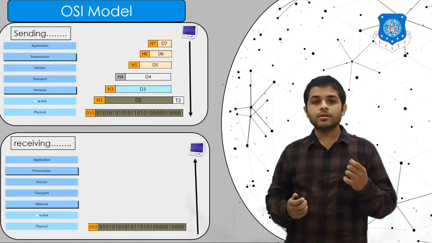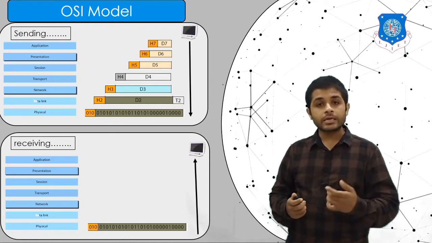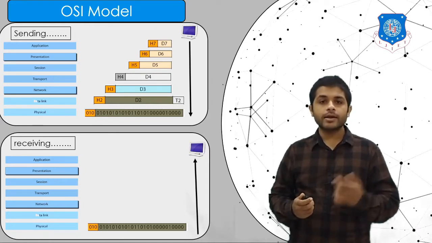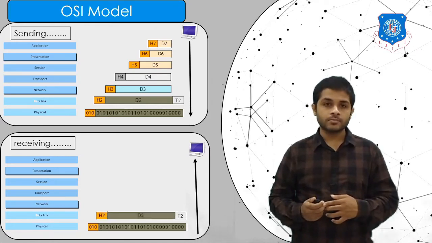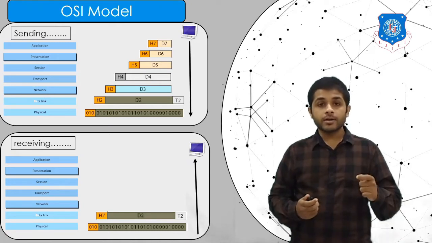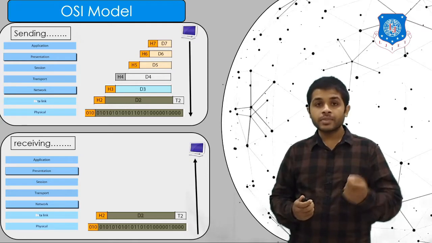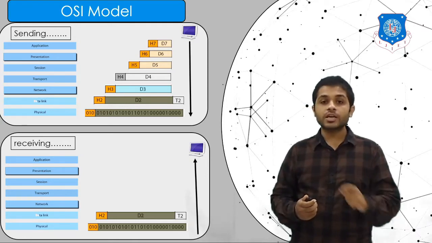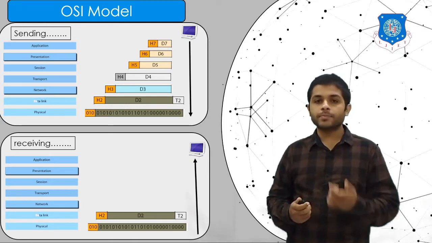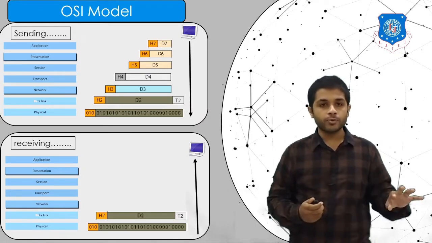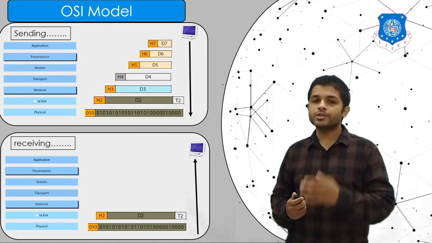When this data is passed to the data link layer, the header will be removed by the physical layer. Notice the header that was added at the sender side at the physical layer will be removed at the physical layer only. Now the header is removed at the physical layer and the data is passed to the data link layer.